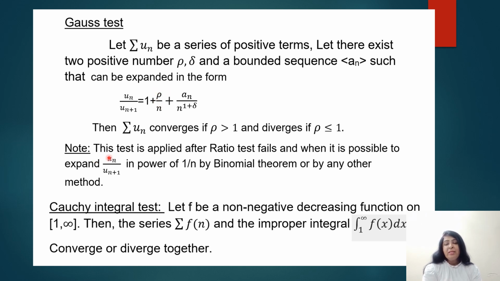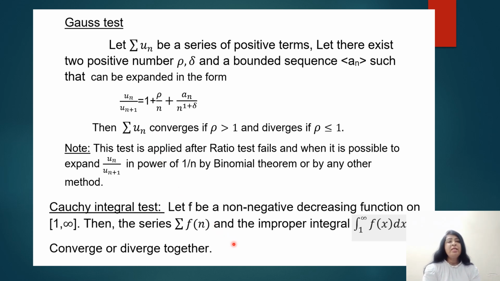Note, this test is applied after the ratio test fails, and it is possible to expand un upon un plus 1 in powers of 1 by n by the binomial theorem or by another method. So when the ratio test fails, we apply the Gauss test, and the Gauss test will depend upon this term rho. If rho is greater than 1, then the series is convergent. If rho is less than or equal to 1, then the series is divergent.